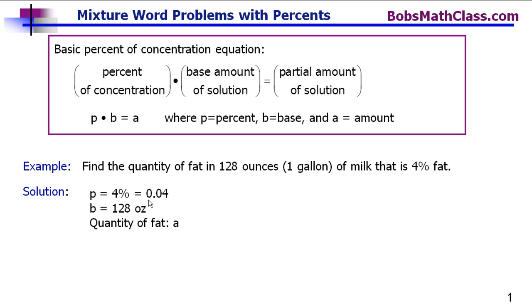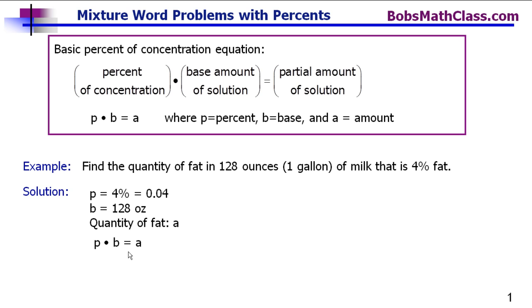Anytime you have a percent, you change it to a decimal by moving the decimal point over 2 places to the left. That's why it's 0.04. The base is 128 ounces. That's your total. And then the quantity of fat, that's our A. So that's a small portion of the 128 ounces of milk. Only part of it is fat, not all of it.